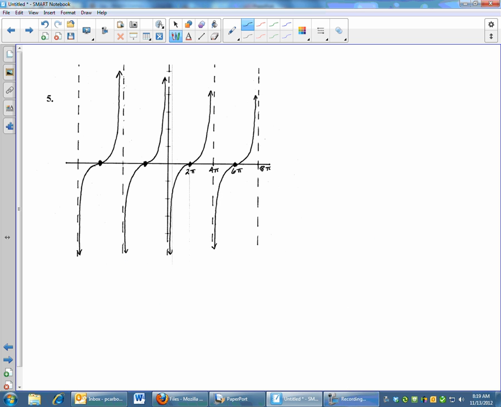Okay, last one, and this one is either a tangent or a cotangent. This is kind of a tricky one. I see the asymptotes. Let's see, it's flipping up.